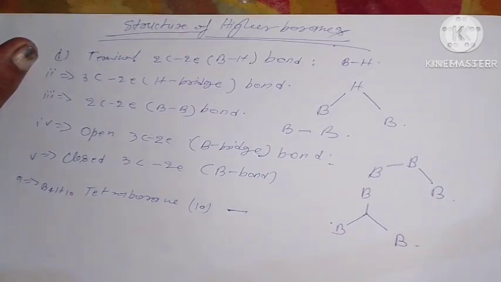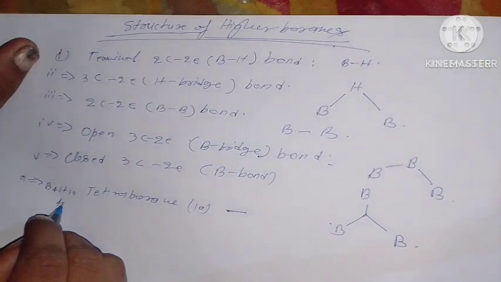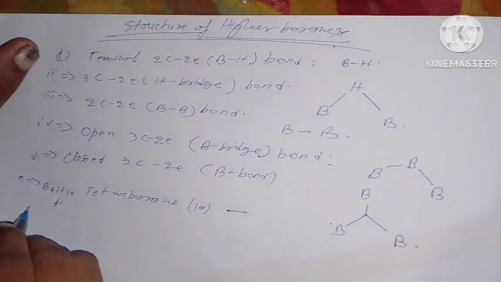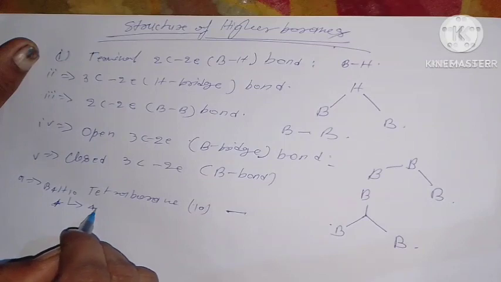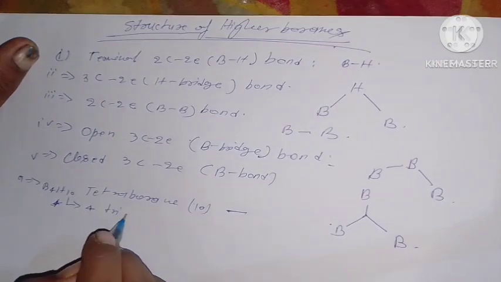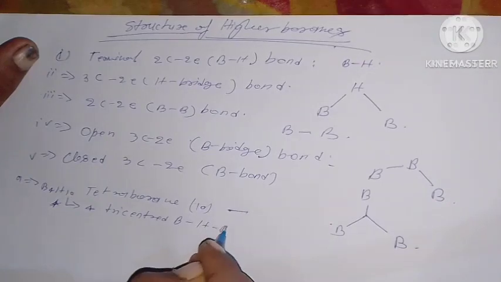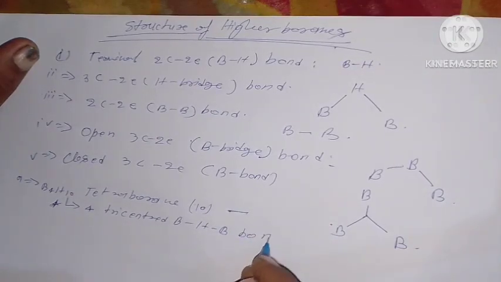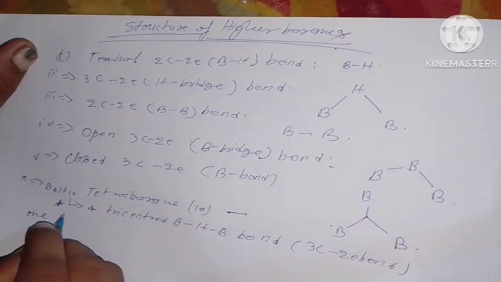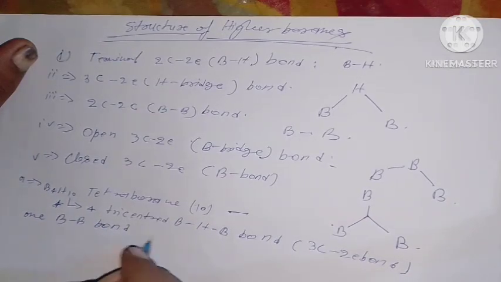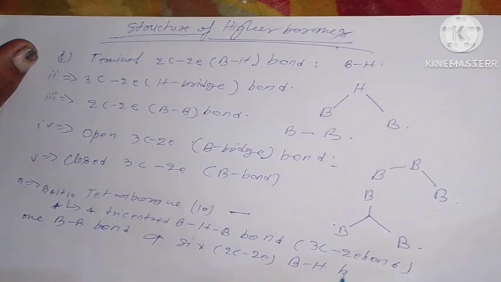Okay. In B4H10, these are 4 tetraborane boron atoms. In B4H10, there are 4 tri-centered boron hydrogen boron bonds, 3-centered 2 electron bonds, okay, 1 boron boron bond and 2C2E boron hydrogen bonds.